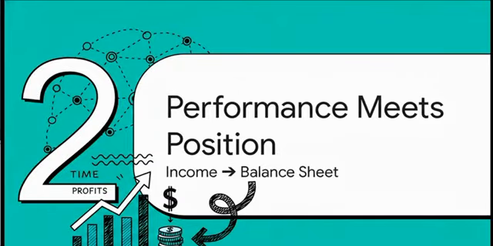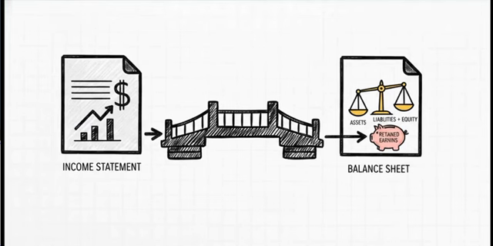This is where performance meets position. This is how a company's actions over a period of time, all those sales and expenses, directly change its financial standing at a single point in time. And the most direct, most important bridge between these two is a little line item called retained earnings. Honestly, you can just think of this as the company's financial memory. It's the running total of all the profits that have been kept in the business. It is the critical link.